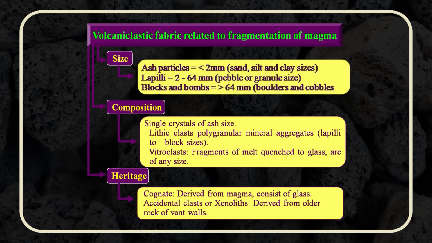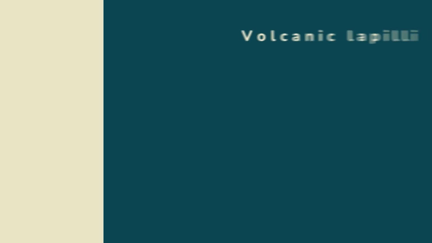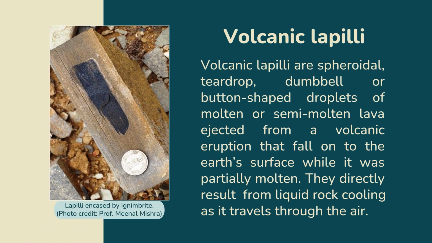Composition wise also we can classify volcanoclastics into lithic or vitroclastic. Lithic means clasts of polygranular mineral aggregates, lapilli to block size, whereas vitroclasts are fragments of melt quenched to glass of any size. Heritage, the origin wise: the cognate derived from magma consists of glass, accidental clasts or xenoliths derived from older rock or vents. Here is a photograph which shows a volcanic lapilli.